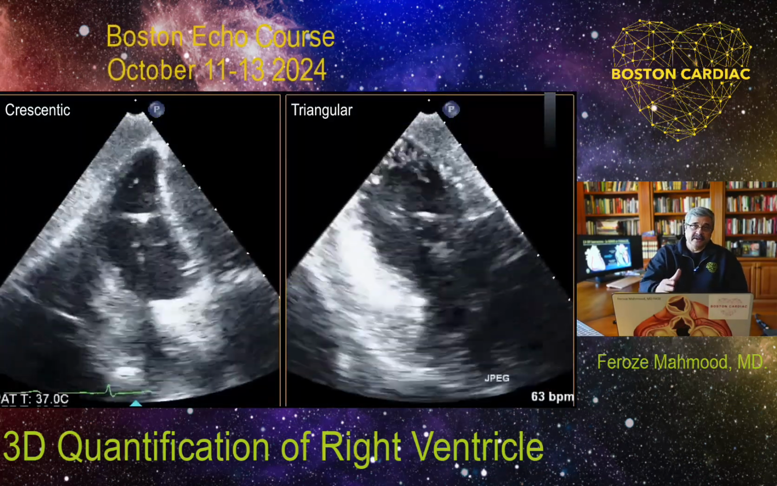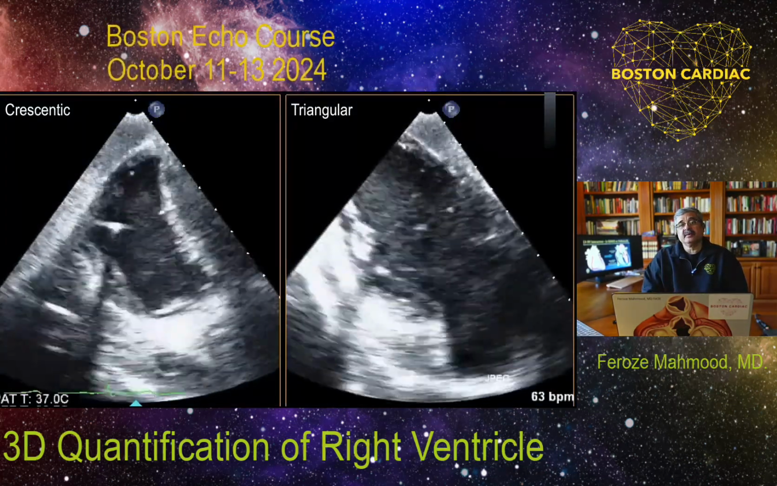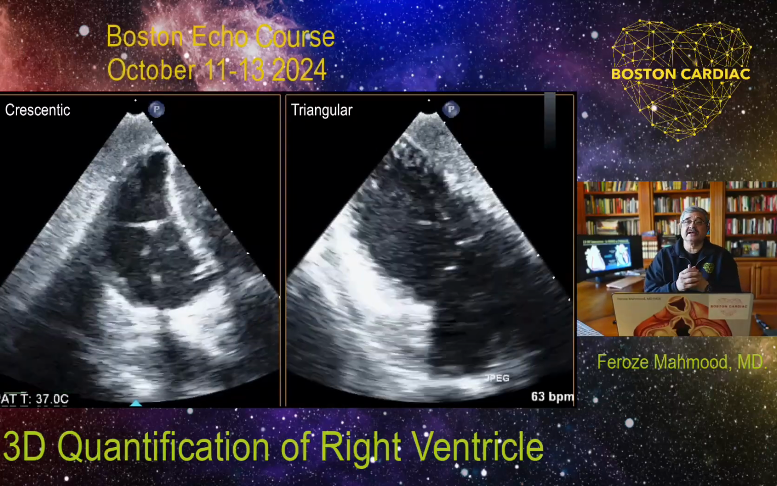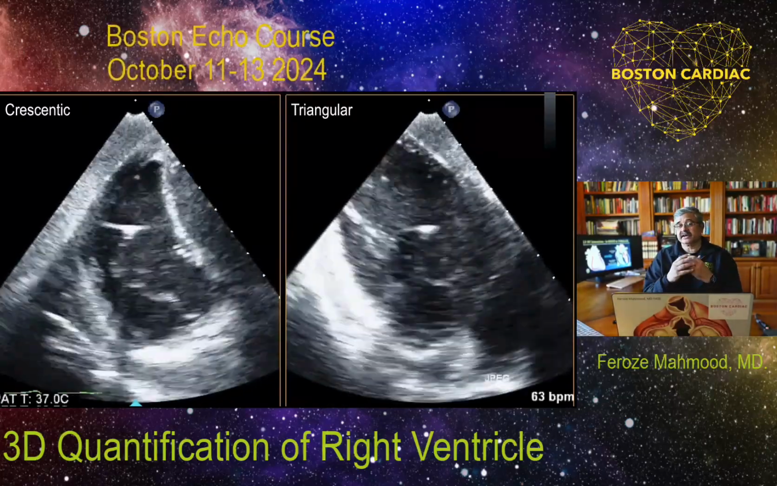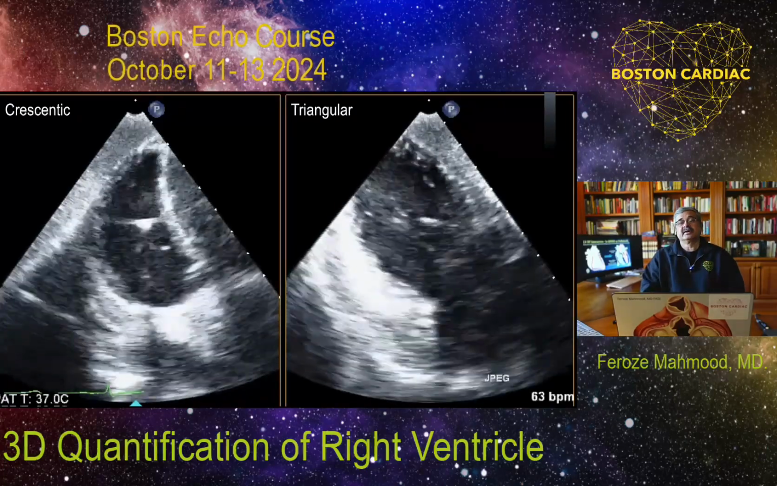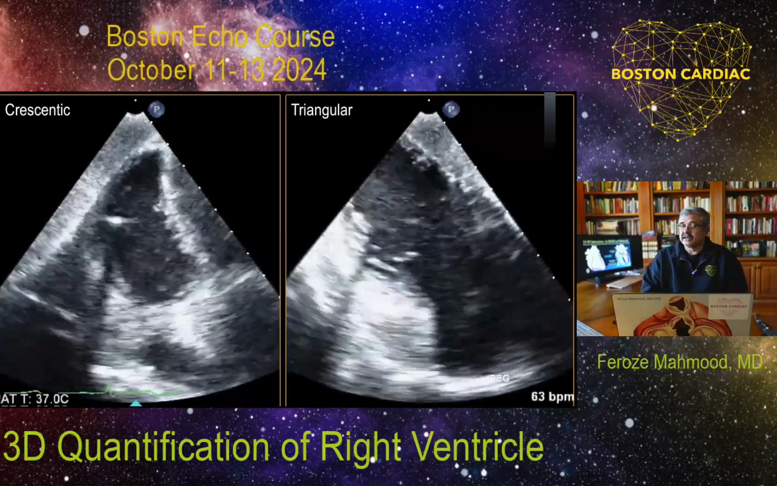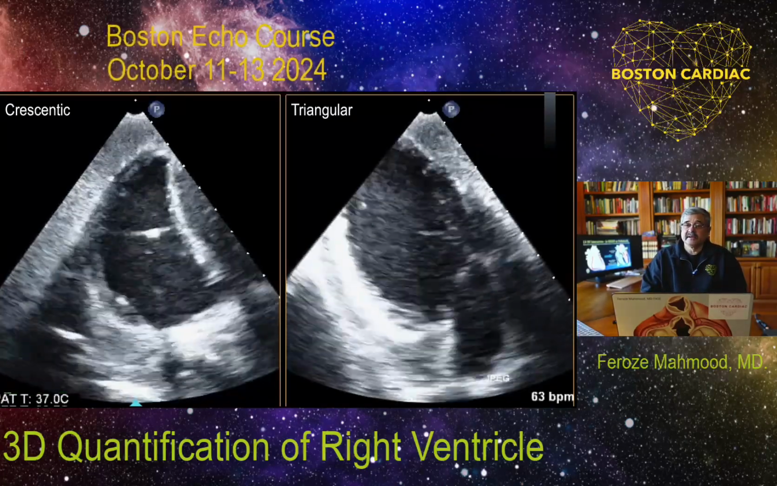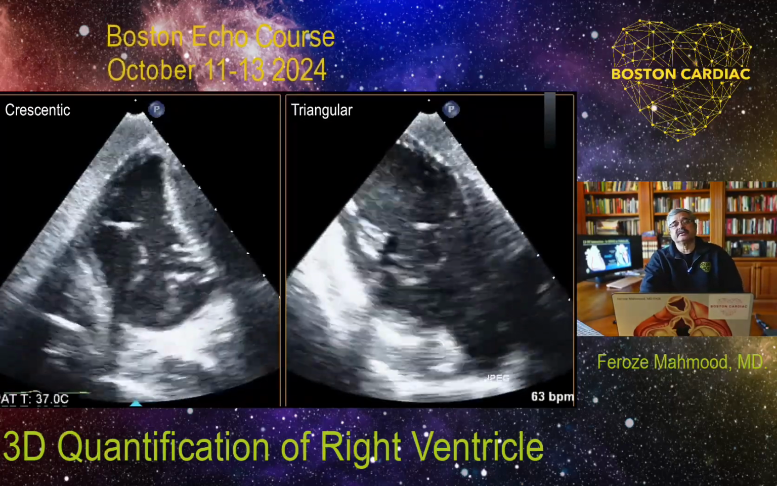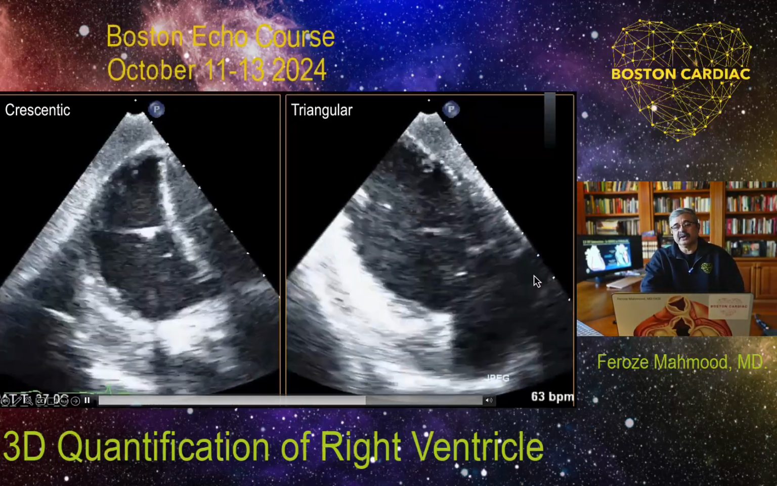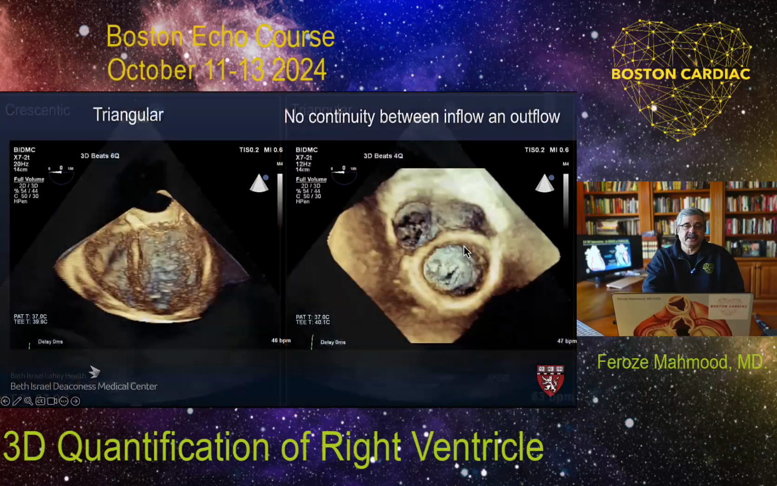The same perspective can be gained from a transgastric view with a slight angulation of the probe. You can see on the one angle on the left, it looks like a crescentic wraparound structure around the left ventricle, and with a little angulation of the scan plane, you can see it looks very specifically triangular with the tricuspid valve opening into the right ventricle on this side.